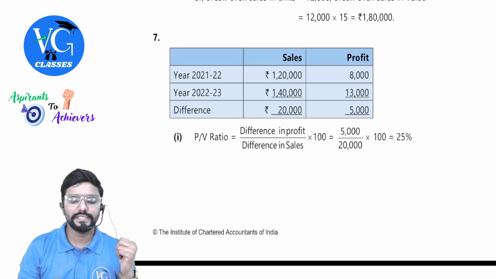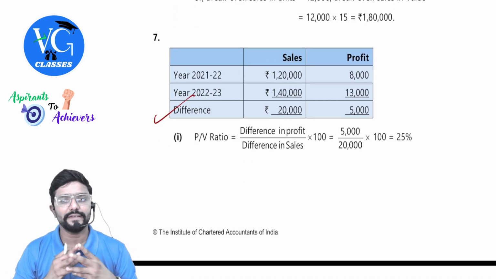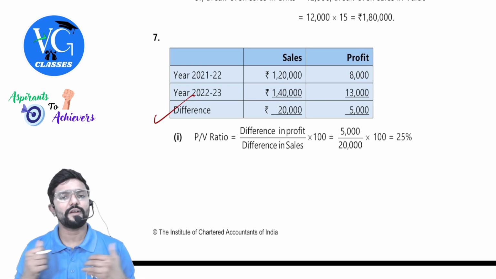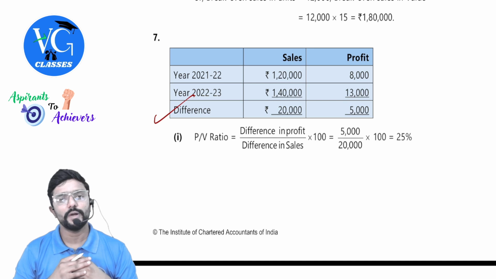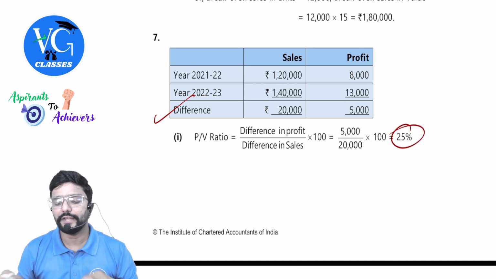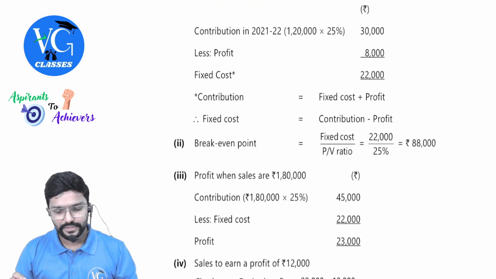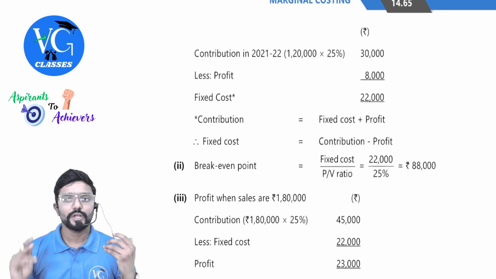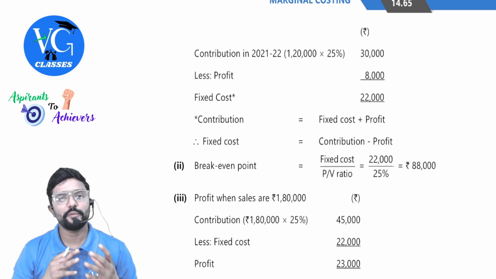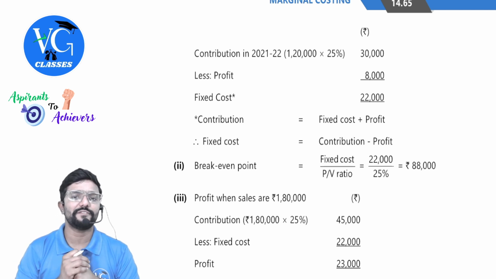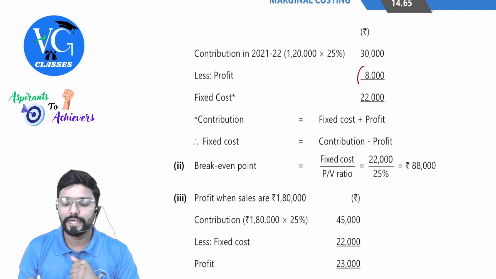Change in sales and change in profit, they have calculated here itself. So PV ratio is change in profit divided by change in sales into 100. That will give us 25%. Next, contribution in 21-22 would be 1,20,000 into 25%, minus profit, you will get what?